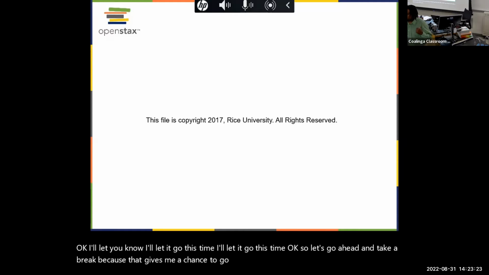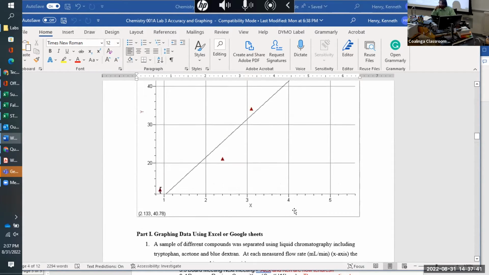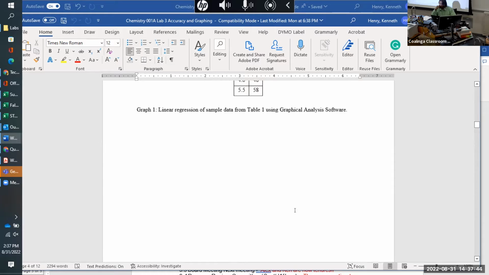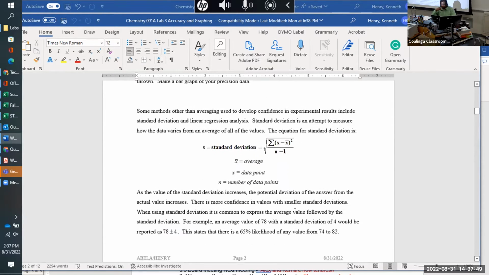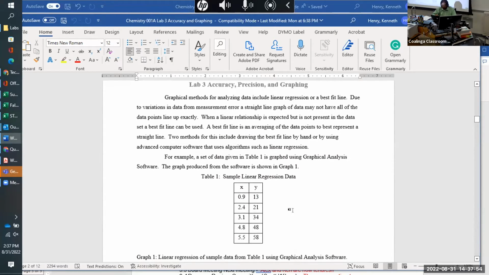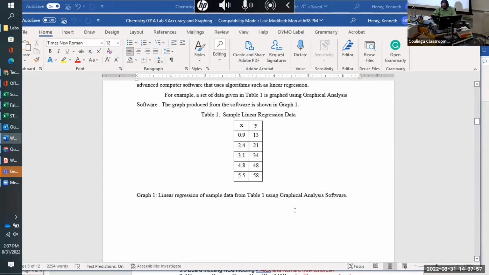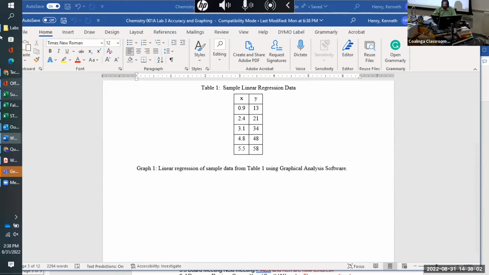Okay, so let's go ahead and take our break because that gives me a chance to go in the chemical room and grab the chemicals that I'm planning to grab. And then you guys can get started. Everybody has their data available. Okay, so what we're gonna do is we're gonna enter this data. So go to our Google Sheets.